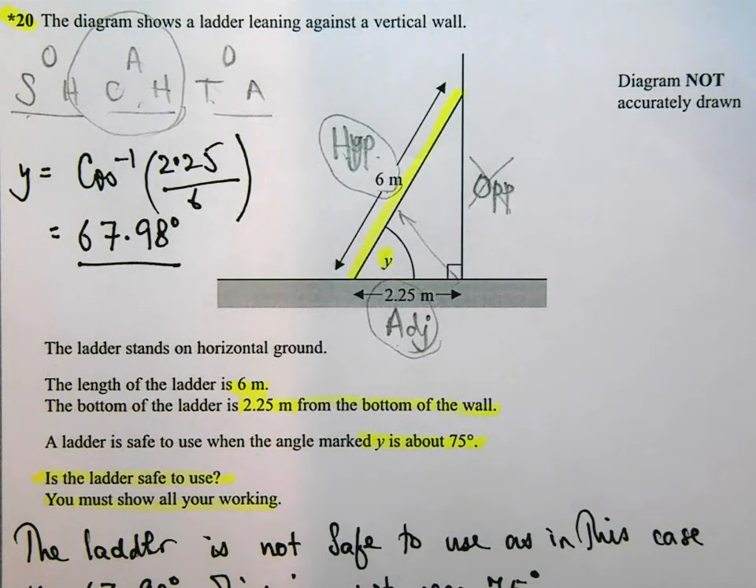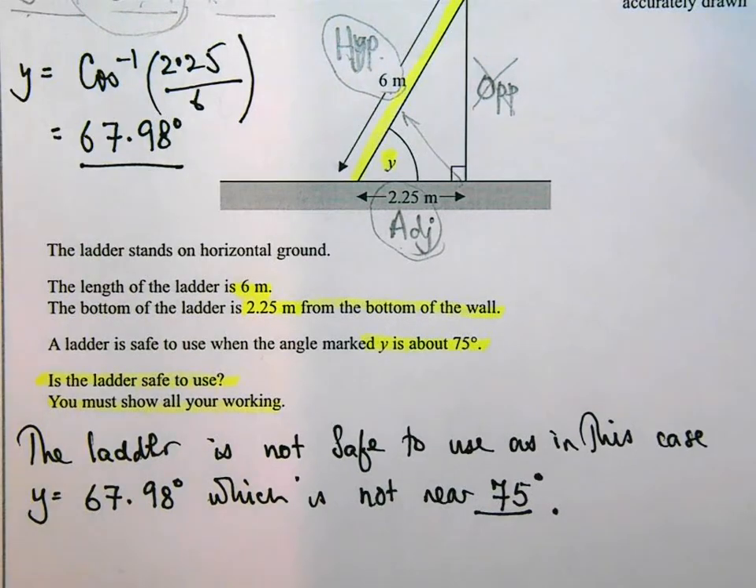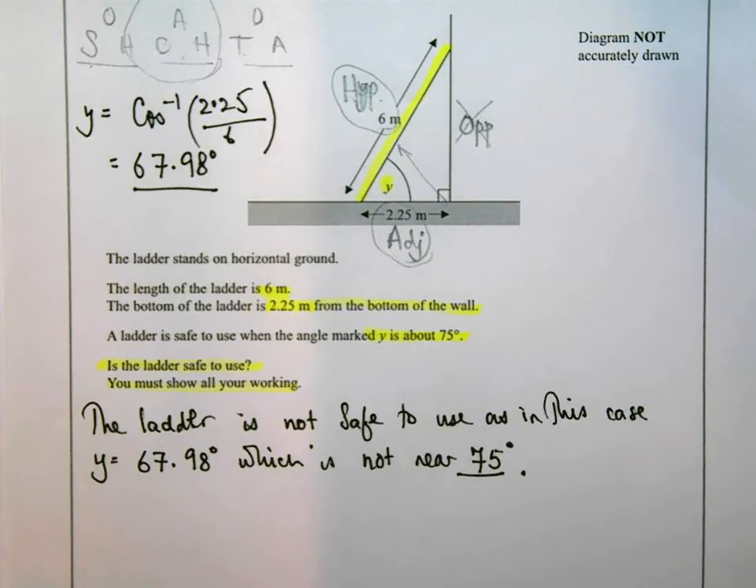If I just scroll this up so it's visible, or zoom this out. Okay, the ladder is not safe to use, as in this case, Y is 67.98 degrees. I could round it to 68 degrees, right? And this is not near 75 degrees, which is where it's safe. Okay, make sure you understand this question. This is a pretty basic trig question. It is worth 3 marks, and it's one that you can do quite quickly and get full marks in it.